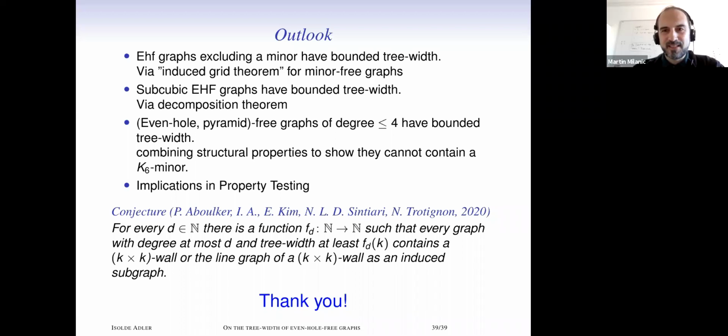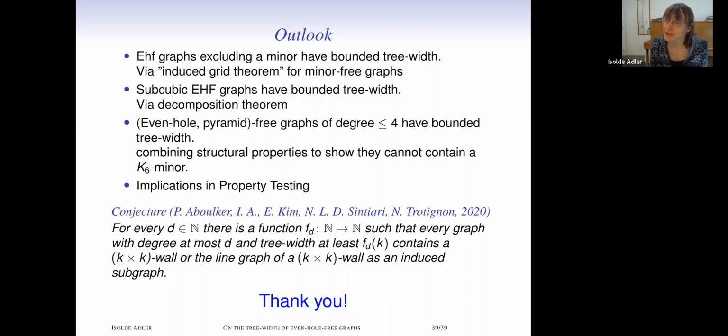Thank you for this nice talk, Isolde. I have a question related to this. There are two basic results for even-hole-free graphs, and some of them more generally, that either bounded degree or excluding a minor implies bounded tree width, right? Are these two properties known to be independent? So bounded degree and excluding a minor in the case of even-hole-free graphs? Or does one imply the other?